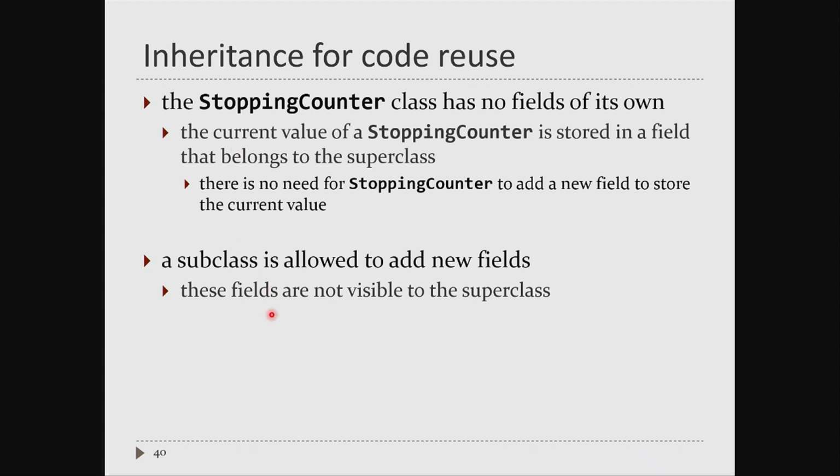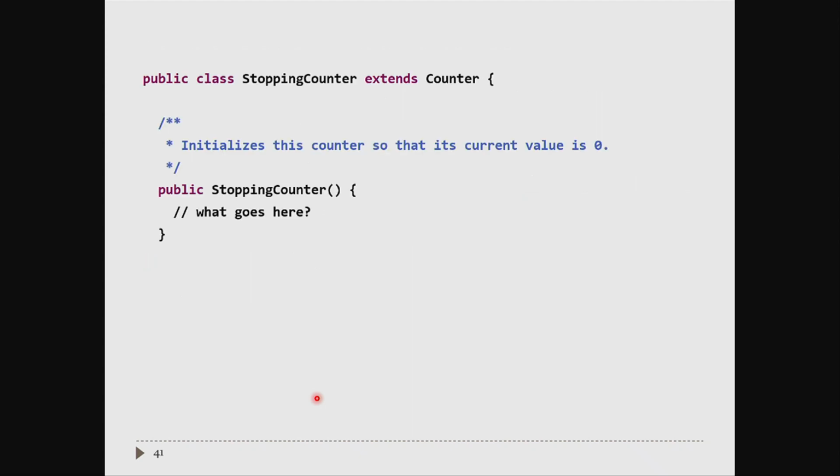Now, a subclass is allowed to add its own fields if it wants to. So if I want to, I can put extra fields into the StoppingCounter class. The superclass never knows anything about the subclasses, so the superclass can never see the fields of the subclass. I don't have to add any fields in this case, but keep that in mind.